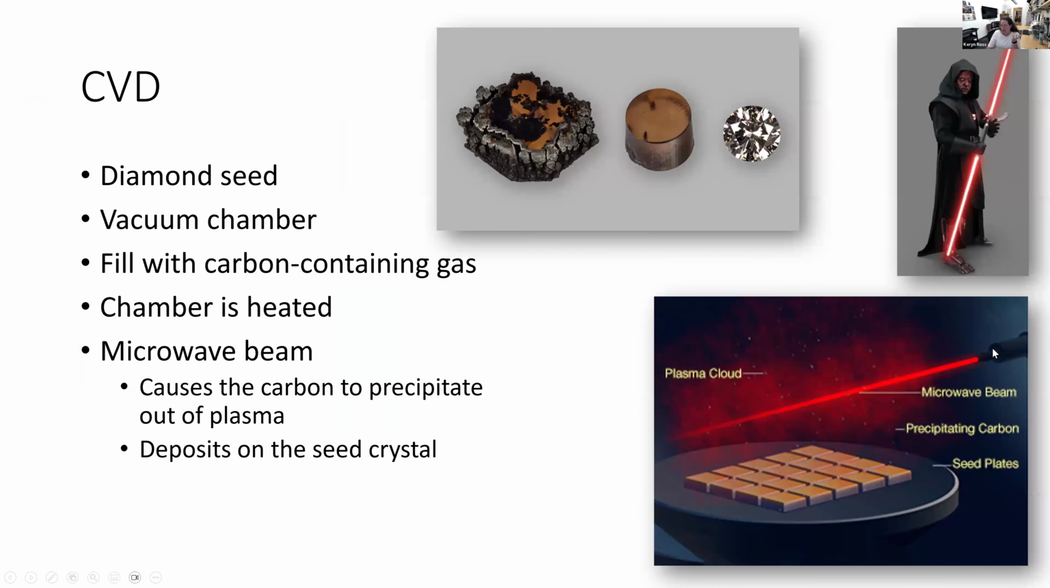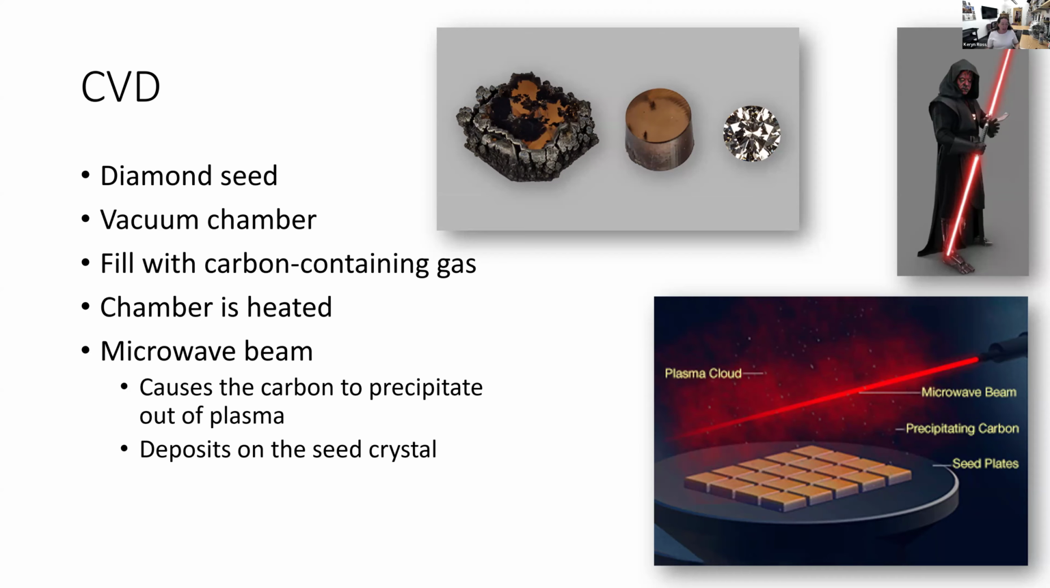But basically this is what it looks like, okay? You have these little seed plates and you can actually do a whole bunch of little diamonds all at once with CVD. You have a vacuum chamber, you fill it with gas that has carbon in it. The chamber is heated up, and then this microwave beam that kind of looks like Darth Maul's lightsaber goes through and actually causes the carbon to precipitate, to become solid out of the plasma, and it deposits on the seed plates, the seed crystals. Now, both of these two different types, the CVD and the HPHT, both needed to have some kind of a seed crystal to help.